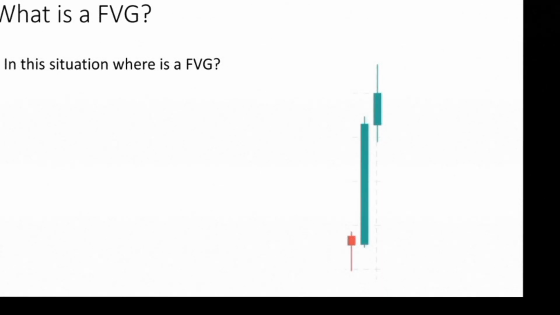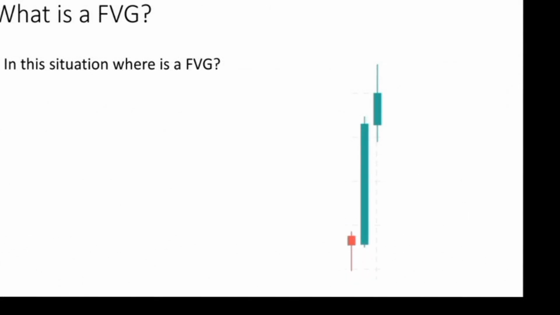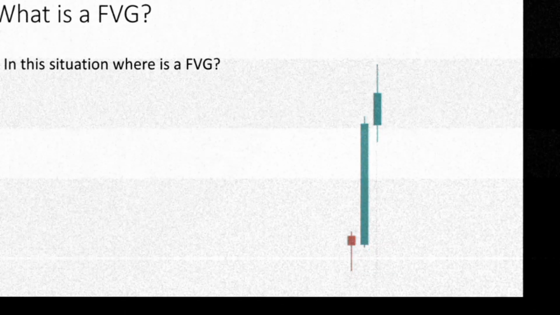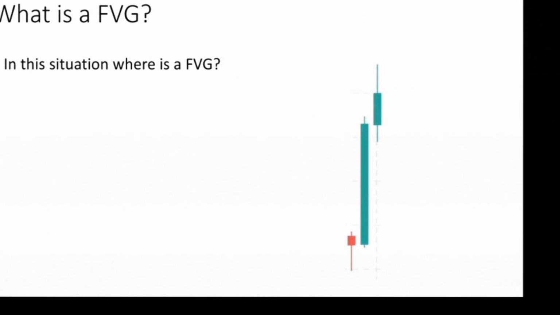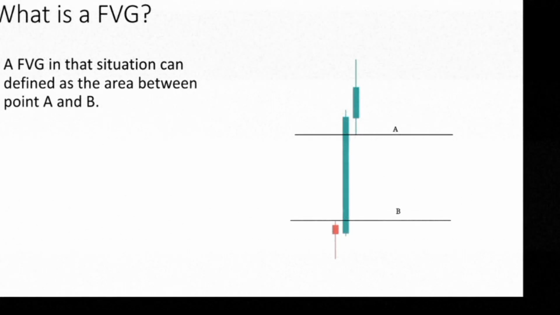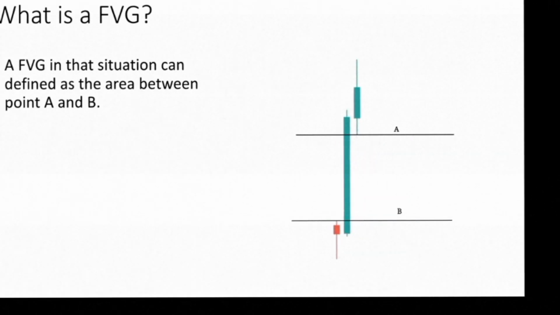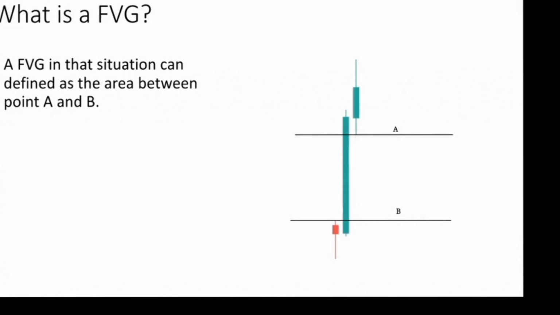Okay guys, let us do a simple exercise. I want you to pause the video and tell me where a fair value gap is. Did you pause the video? I know some of you didn't. Okay, a fair value gap is between point A and point B. As you can see, there are no up and down movements of the market. It's just a clear upward movement.